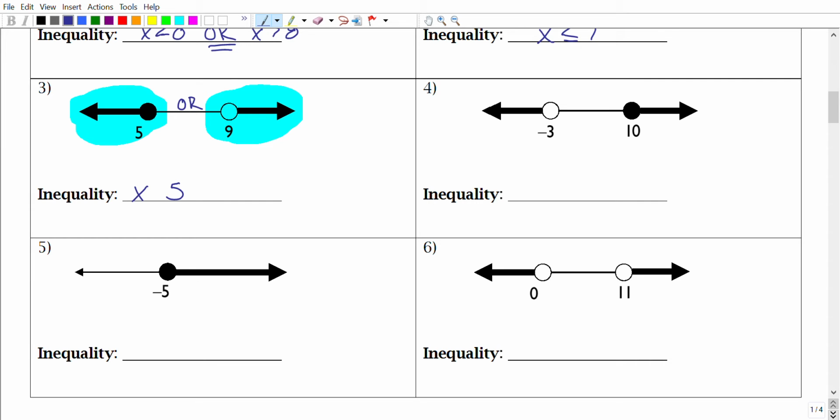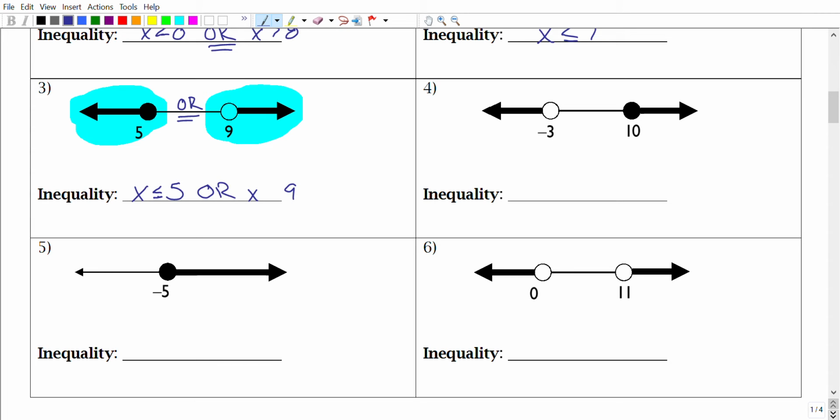In this case, because we're going to the left, it's going to be a less than, and because it is a closed circle, it takes an equal to sign. All right, so I'm done with that left side. Now I have my or statement. So or x and 9.